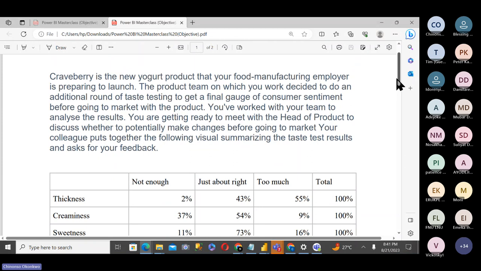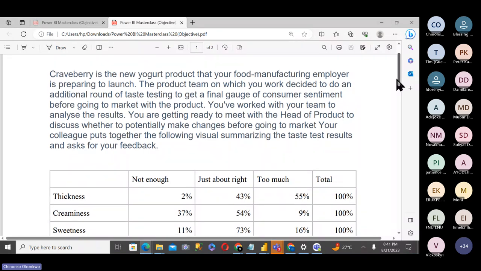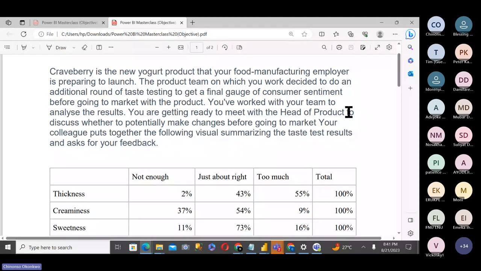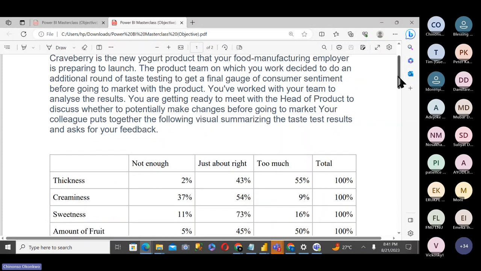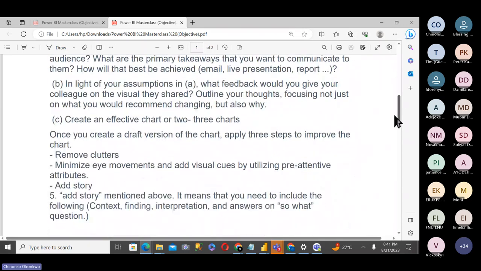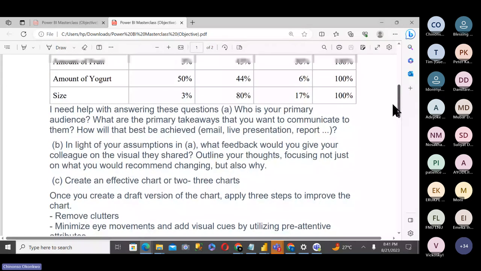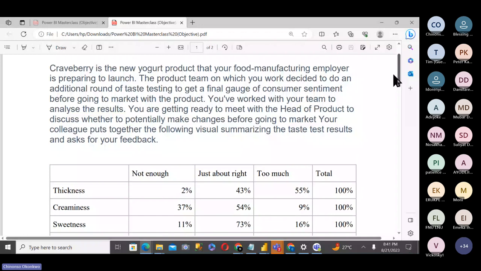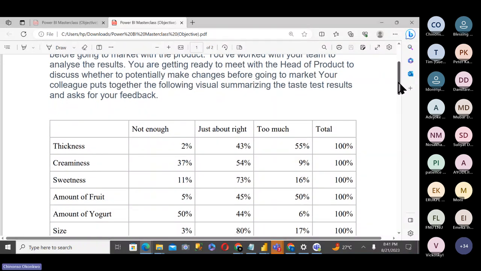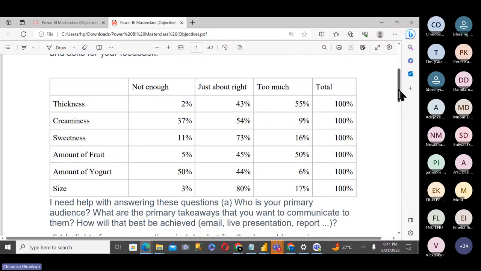The product team on which you work decided to do an additional round of testing. You're getting ready to meet the head of product to discuss whether to potentially make changes before going to market. So this is the line I want to strike the nail upon, right? So who is your primary audience now? The head of the product team. The head of the product team is your audience.